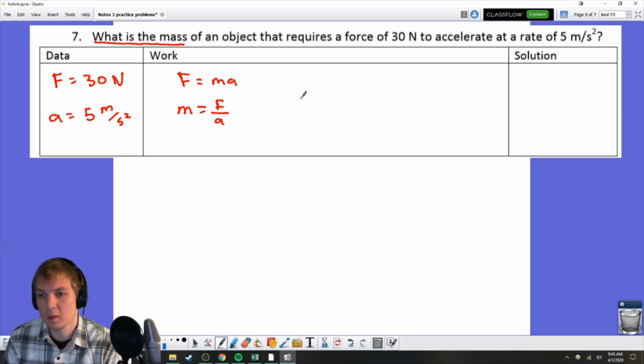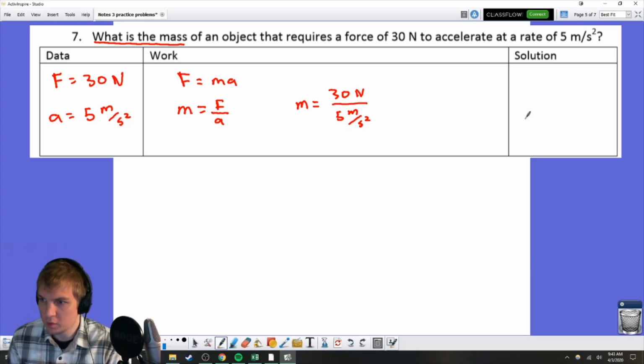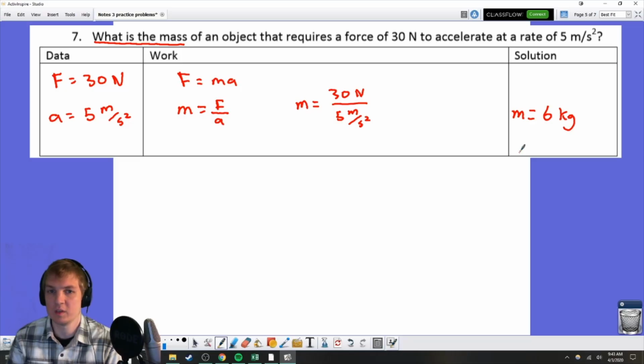All right, so let's go ahead and start plugging in numbers. Mass is equal to 30 newtons divided by 5 meters per second squared. So in this case, mass is equal to 6 kilograms. All right, so that was an easy one.